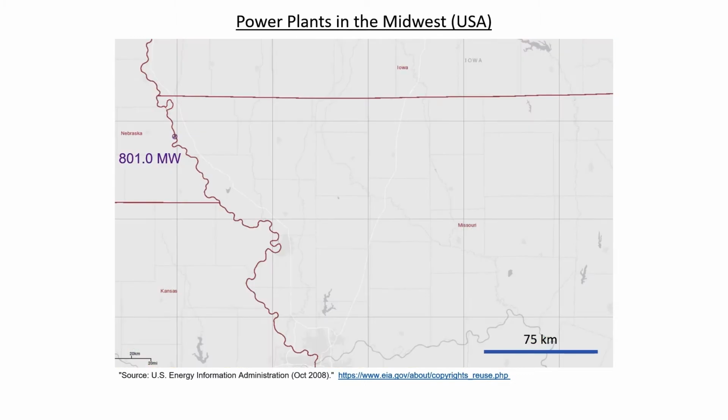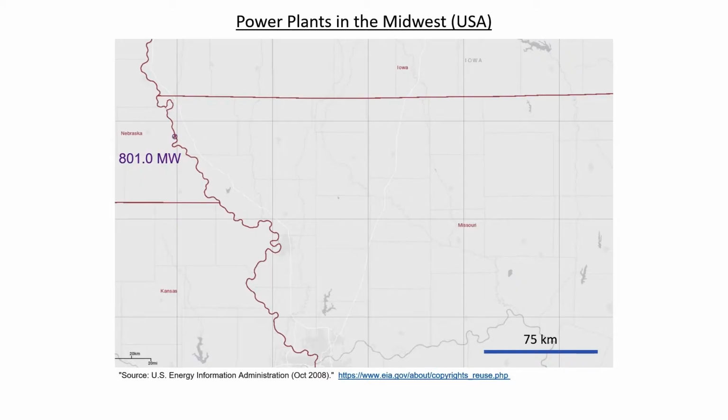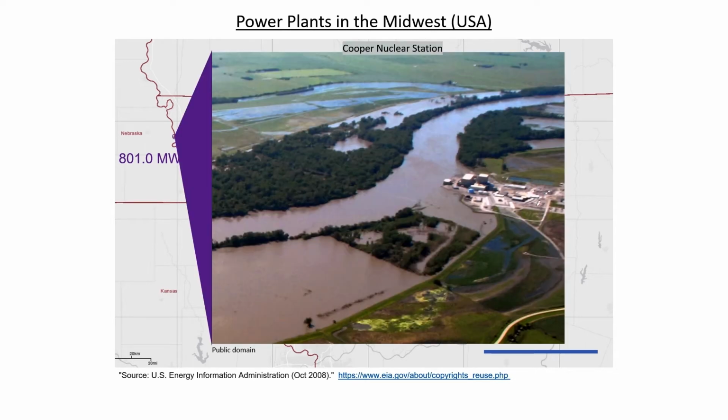The first power plant we're going to look at is a nuclear power plant with a nameplate capacity of 801 megawatts. I want to introduce this word nameplate. What that refers to when you're talking about power plants is the maximum amount of power that you can expect from that plant if it's running at its maximum capacity. That doesn't represent the actual power output of a plant. It's just how much it could theoretically give you if all of the conditions were right.